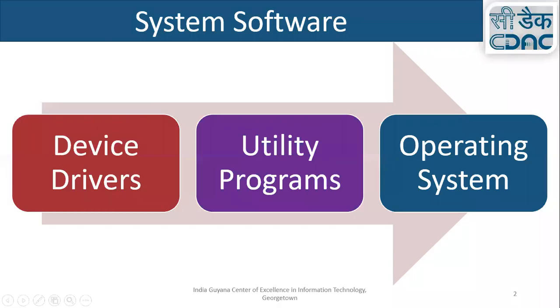Okay, let me start. As in the previous class, we started discussing software, and we divided software into two types. One is system software, another one is application software. We defined application software as software that solves an end user problem.